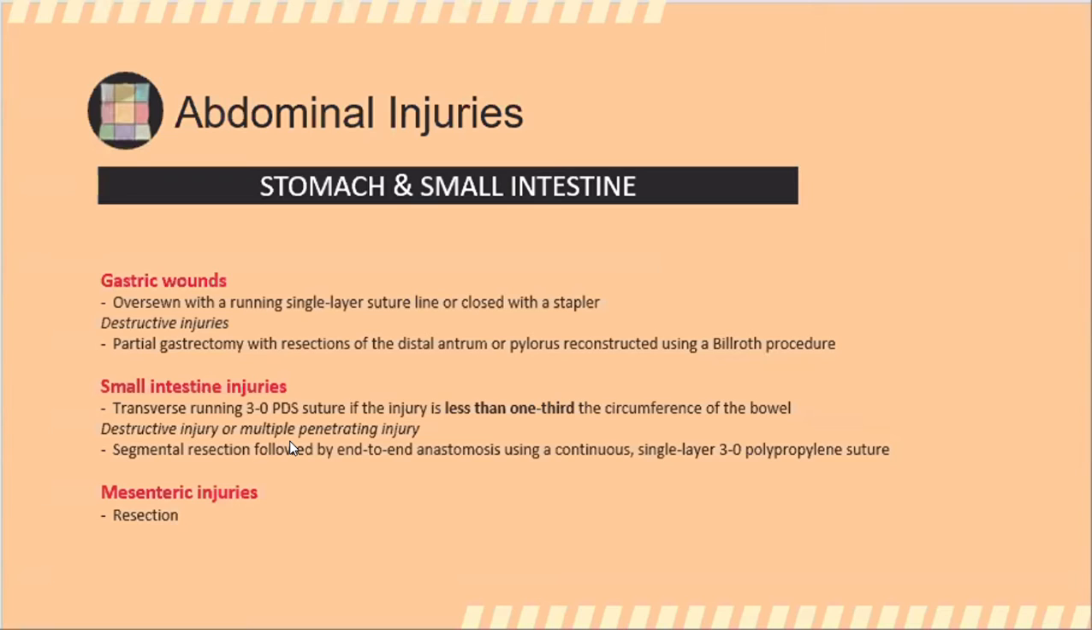Billroth 1, gastroduodenostomy yan. Stomach to your duodenum. Billroth 2, stomach to your jejunum. Pero sa gastric injuries, depending din sa viability ng duodenum, pag viable yung duodenum, tapos severe gastric injury, grade 4 or 5, we can do Billroth 1, so anastomose the remaining stomach to your duodenum. Pero kung hindi viable yung duodenum, we can use your jejunum instead.